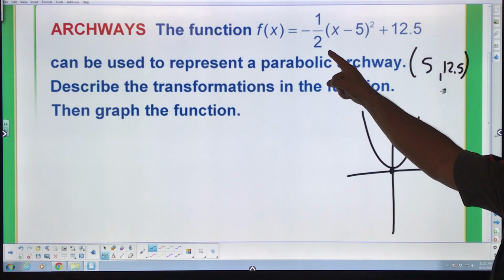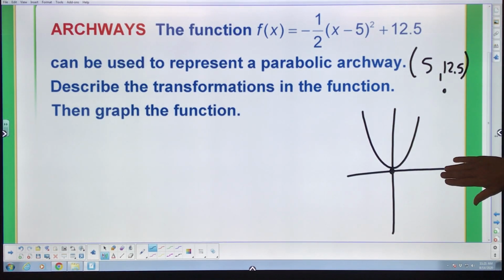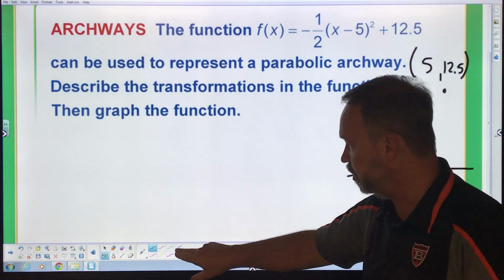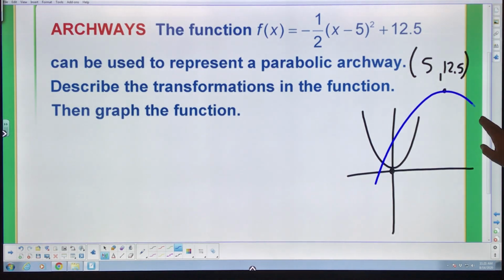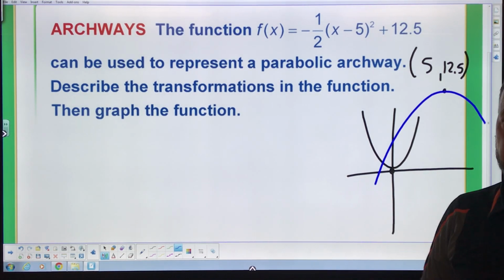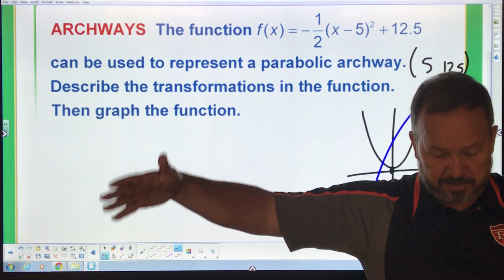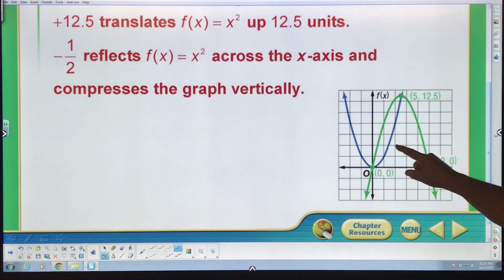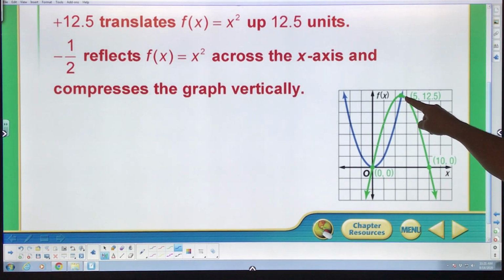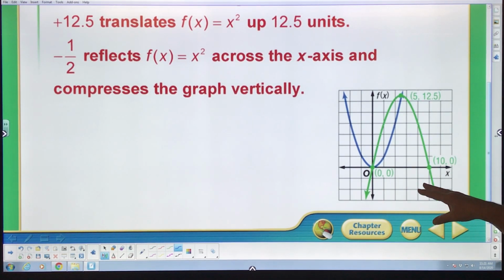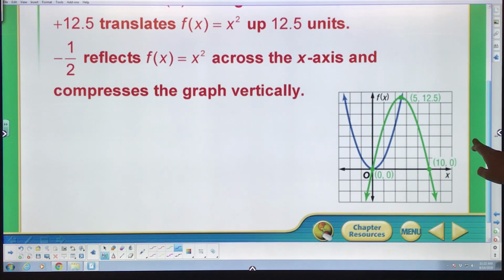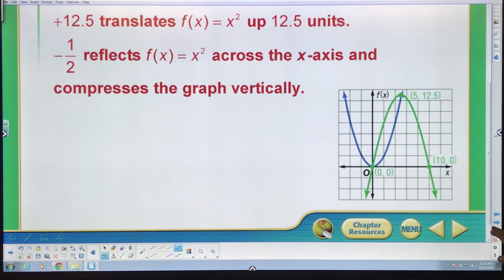But because this is negative, it's going to flip down. So it's going to open down. And because this is in between 0 and 1, it's going to be flatter, right? It'd be like compressed, except it's upside down, so it's compressed. So those are the things that we can see. So you can see, here's the parent, there's the movement that it gets, and it's compressed so it doesn't go as steep as the parent, it's a little flatter. And that's supposed to be an archway.